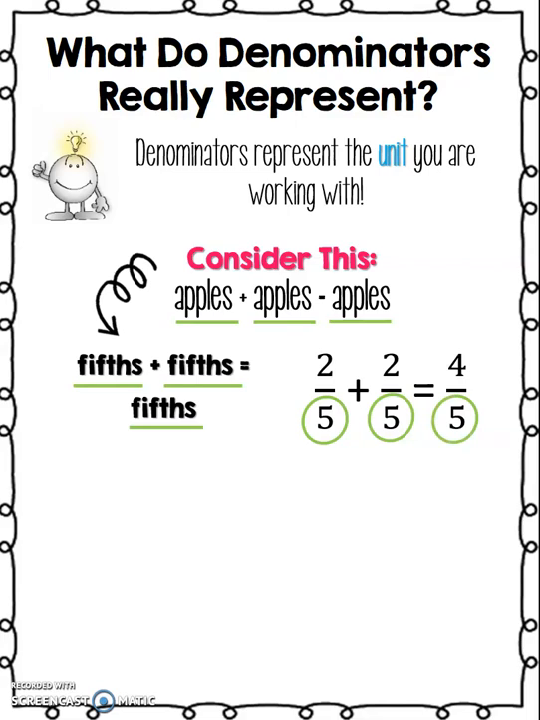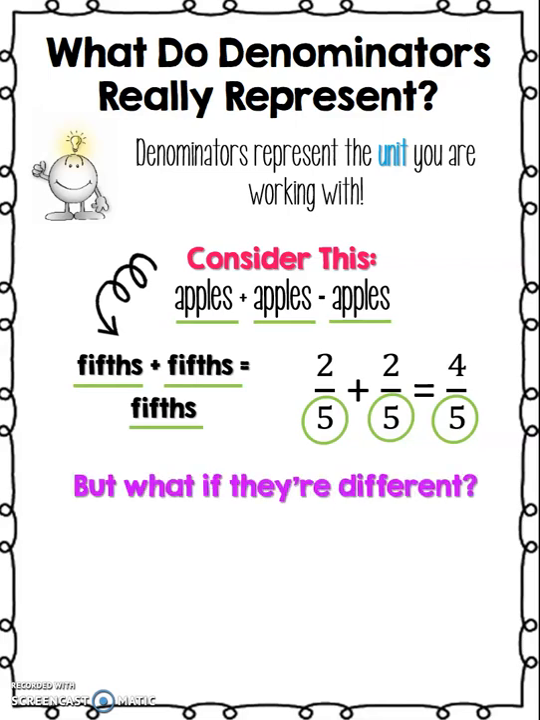This is why when we have fractions with the same denominator, we can simply add the numerators, because we're not really combining together the two fives. Those two fives are our units. We wouldn't put together apples plus apples equals apples apples. We just say that it's apples because it's talking about the unit.